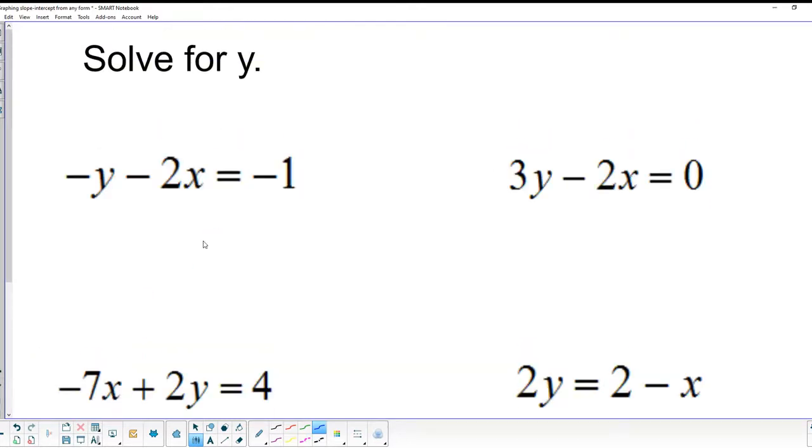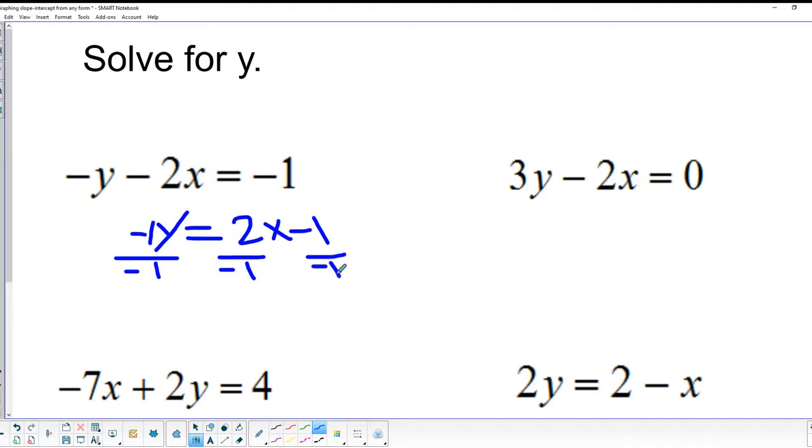Okay, now we've got a couple here where we've been asked to solve them for y. So let's rearrange real quick. We got -y equals 2x minus 1. We know there's a 1 in front of there, so we divide by -1. And that gives us y equals -2/1 x plus 1 for that first one.